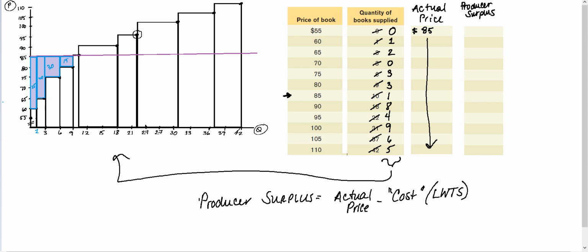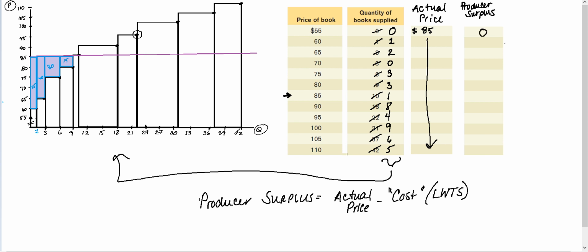And for this first entry, we have the price of the book at $55, but we have no sellers who were willing to sell at that price. So we actually have 0 producer surplus created at the price of $55. What does that correspond to? Well, if we go over to the graph, it corresponds to this point right on the y-axis there at 55. No sellers at the price of 55.